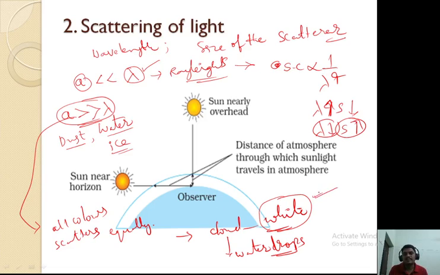We cannot see the separation of the colors. All the colors are reaching in the same direction, so we can see the white color of clouds. Okay, and one more example is the sun appears red during sunset and sunrise.